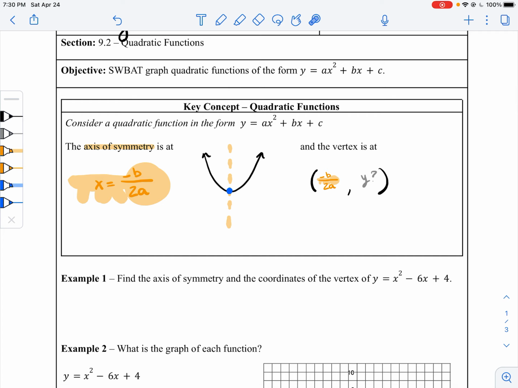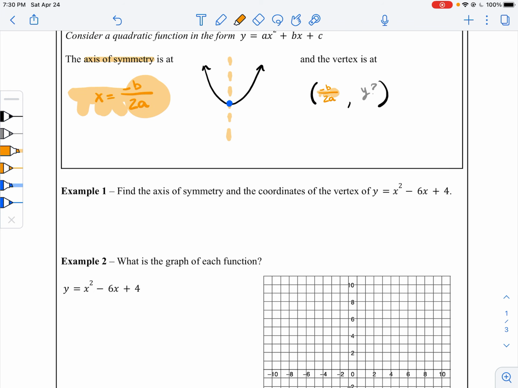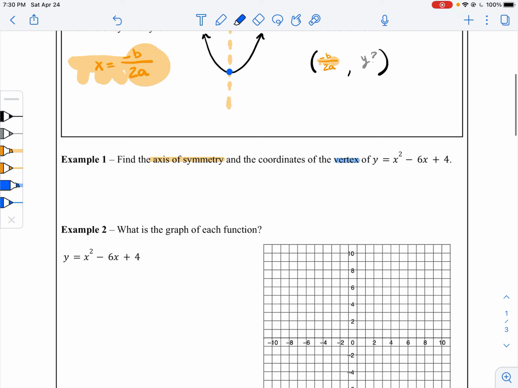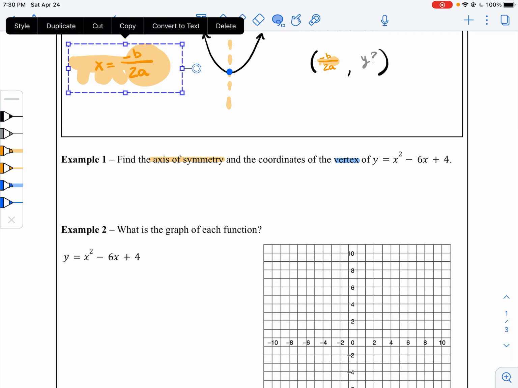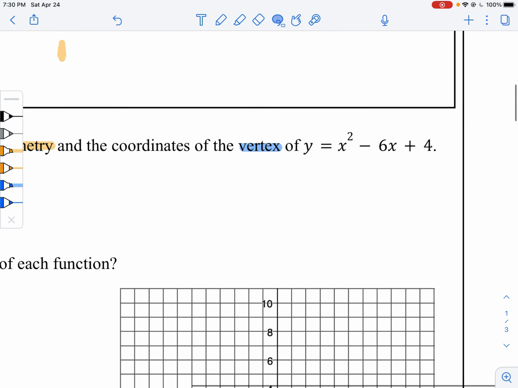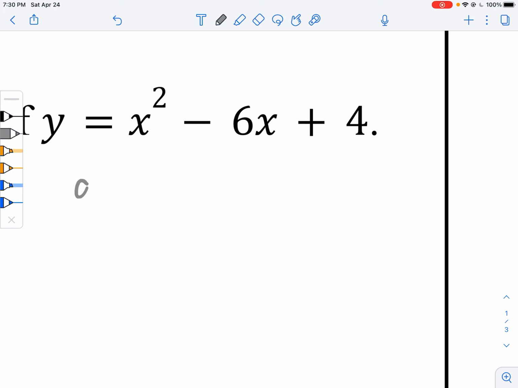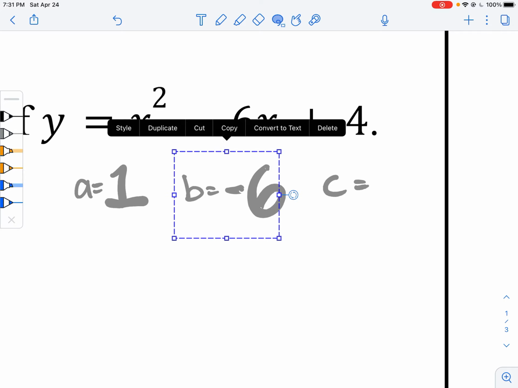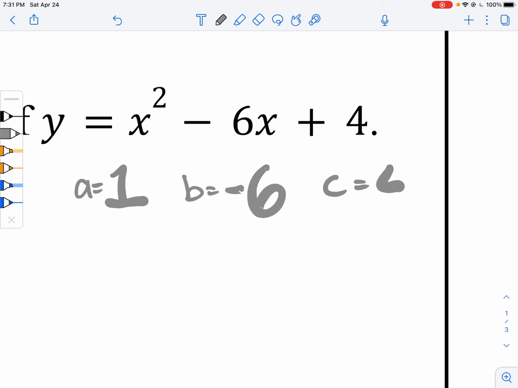Okay, so let's start out by finding the axis of symmetry and the vertex of y equals x squared minus 6x plus 4. Axis of symmetry, you'll remember our key idea is at negative b over 2a. So let's zoom in here real quick. What's our a? What's our b? And what's our c? Well, a is always the first number. In this case, that's a 1. b is always the second number. In this case, it's a negative 6. And c is always the last number. In this case, it's a 4.